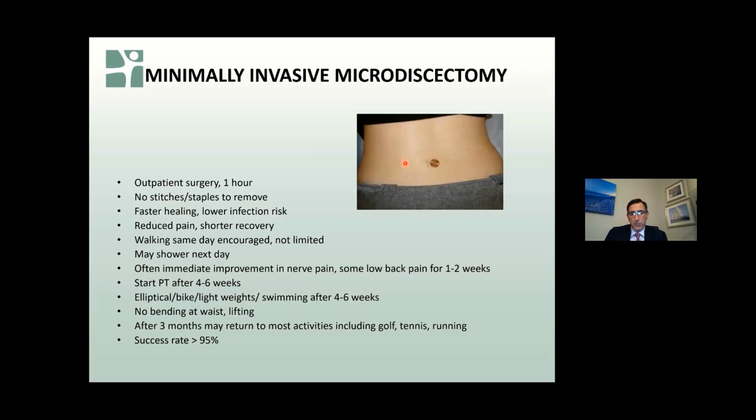In terms of return to normal activity like sports, like golf, tennis, running, if you're doing well at 3 months, I think you can start at that point. And overall, it's a very effective, successful operation. The success rate is greater than 95%. I think it's closer to 98%, but it really does work well.